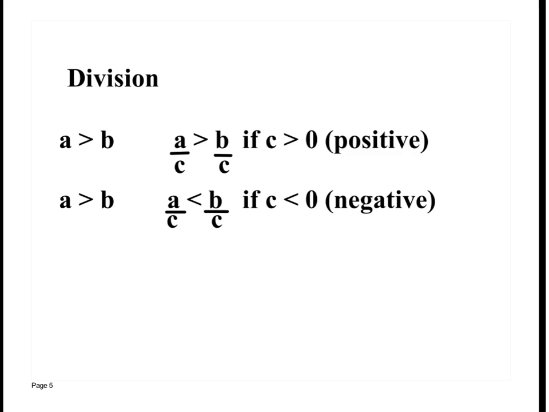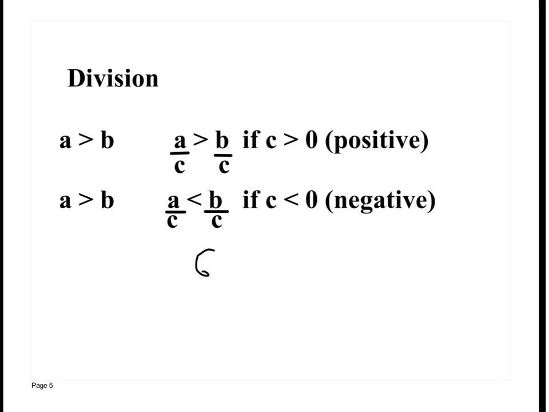So A divided by C is less than B divided by C because C was negative, and when you times or divide by a negative number, you change your sign. Any questions? Let me just show an example for you.